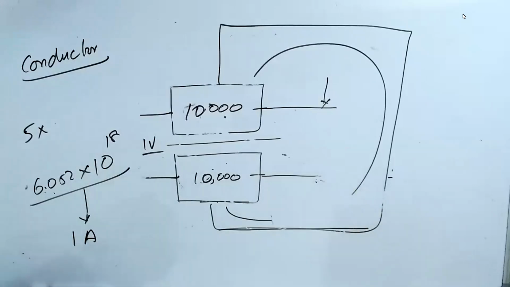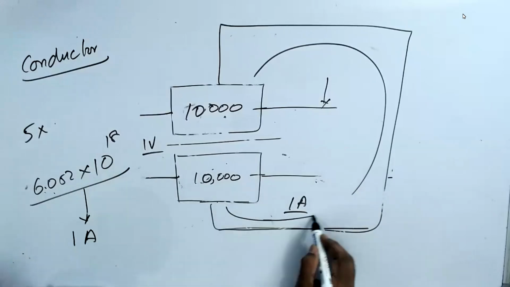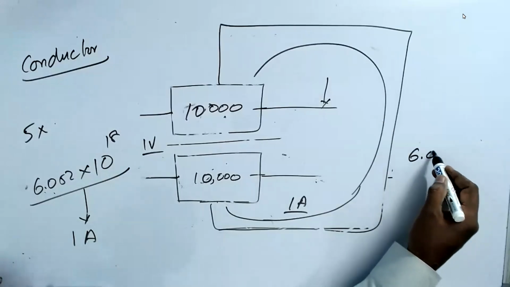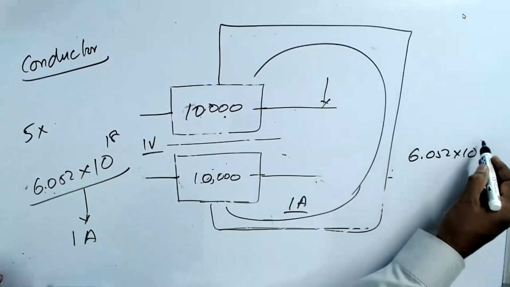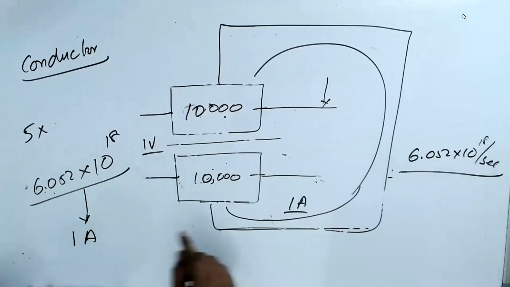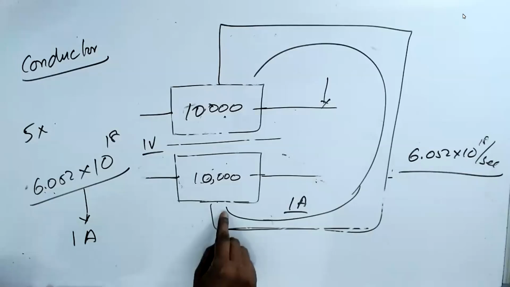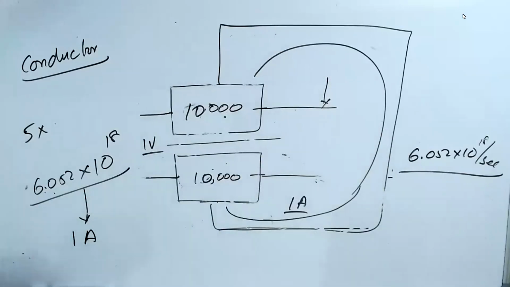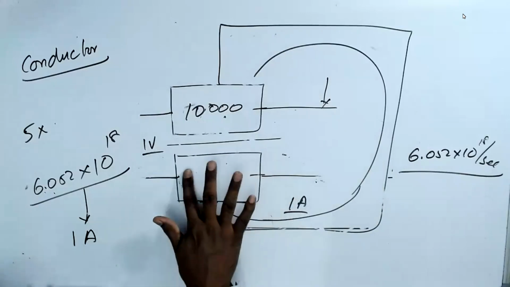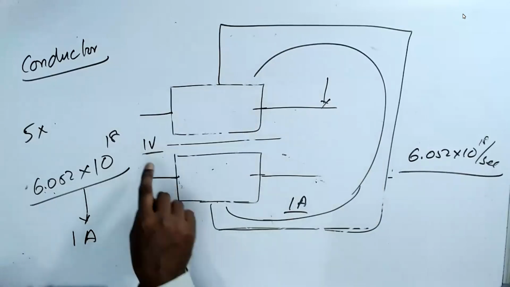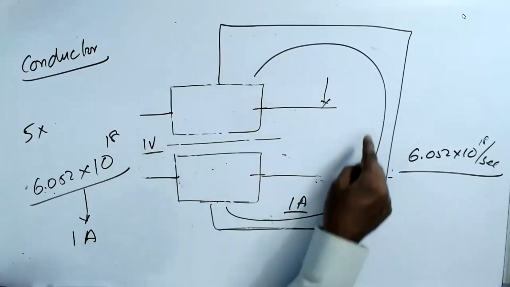Now, this is called 1 ampere. That means if this many electrons go through this path in 1 second, then it is called 1 ampere. That is, within 1 second, this many electrons should flow from here to here. Understand? So now we understand what is 1 volt. 1 ampere is so much of electron flow.